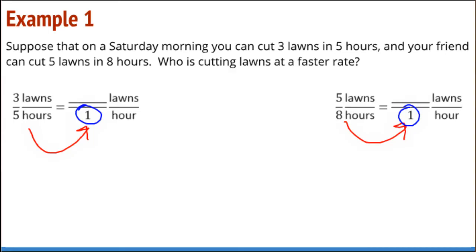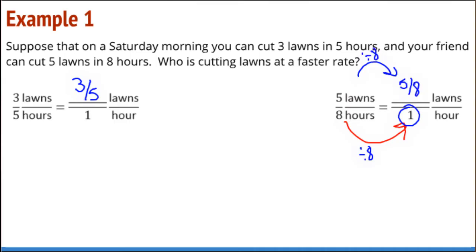So if we're going to scale this down, I've got this 5 here, and I'm going to divide by 5 to scale down to 1 hour. And so up here I am going to divide by 5 to scale down to 1 hour. And I'm going to find out that a single hour is 3/5 of a lawn. And over here I've scaled down using division by 8, and I see that I've got 5/8 of a lawn in 1 hour.